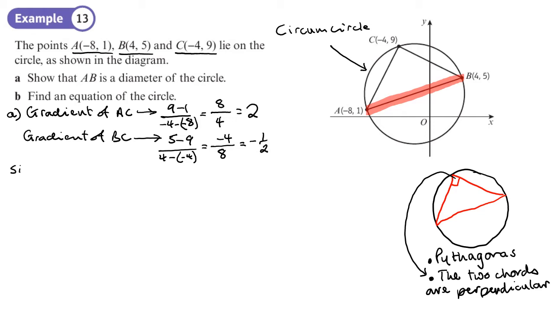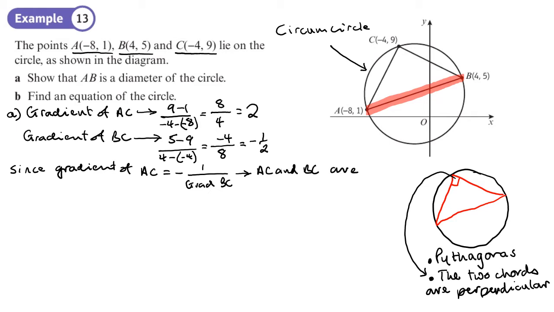Okay, so since the gradient of AC equals -1 over the gradient of BC, therefore AC and BC are perpendicular, which means that angle ACB is a right angle, therefore AC is the diameter.